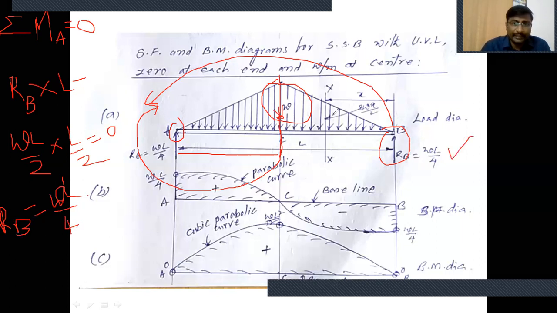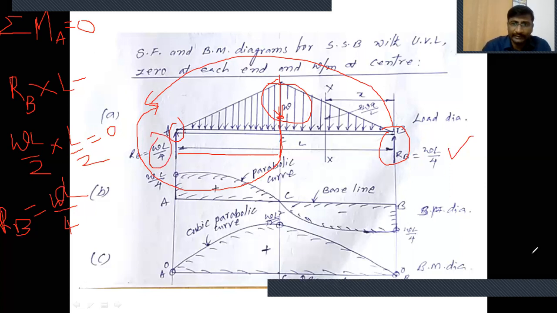Similarly, it is a symmetric diagram. The load intensity will be shared equally by support A and support B. That is, RA must be equal to RB. Both are the same in this case, because in a symmetric diagram the load is applied equally on the two supports. Therefore, RA is also WL by 4.